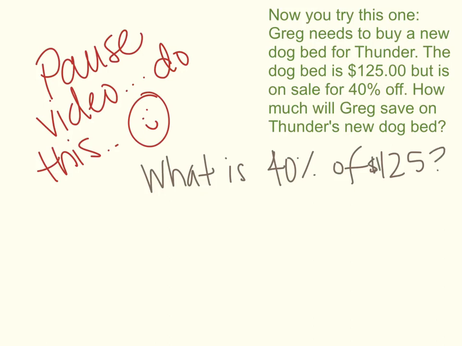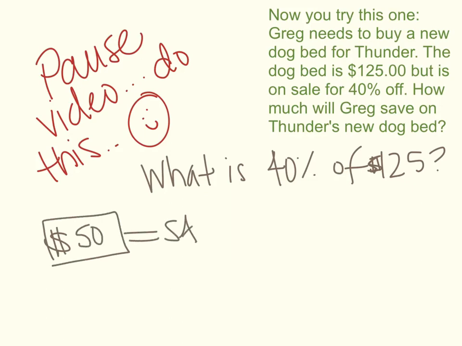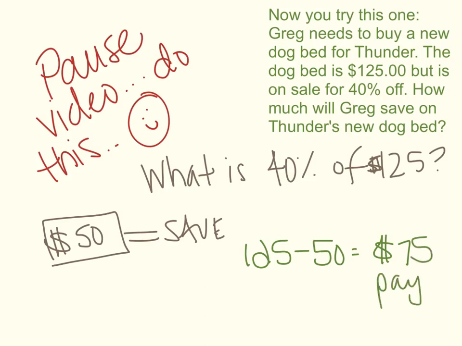And if you completed this problem setting up your proportions, cross-multiplying and dividing, you will find that Greg is going to save $50. Which means that Greg is going to pay $125 subtract $50, giving him a new price of $75 for the dog bed for Thunder.